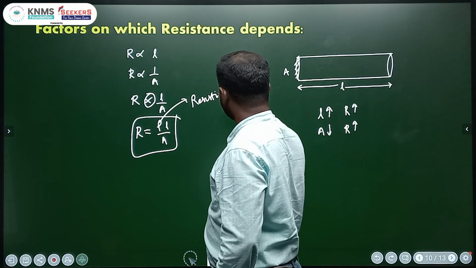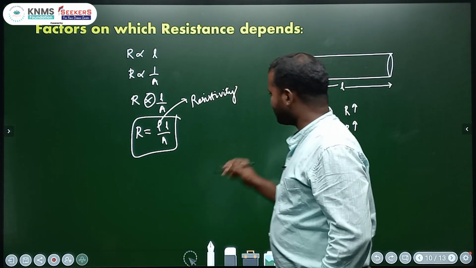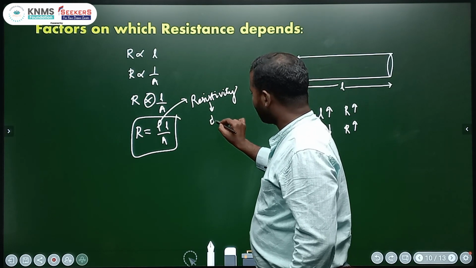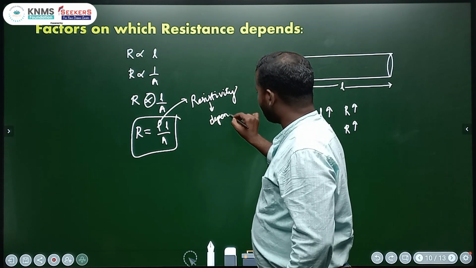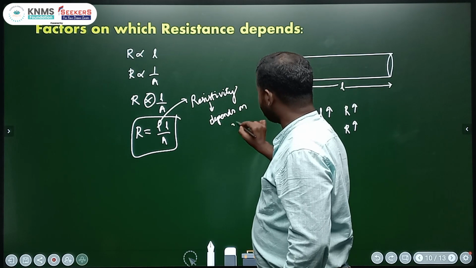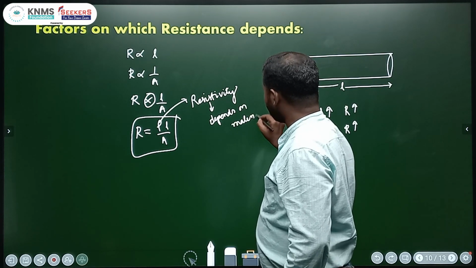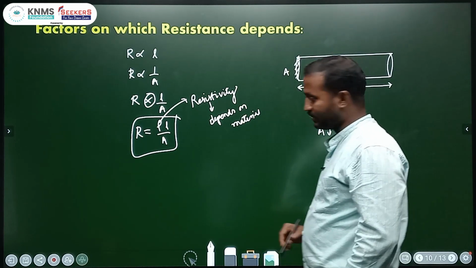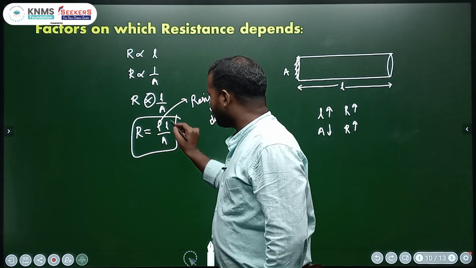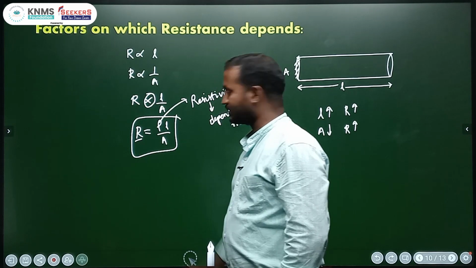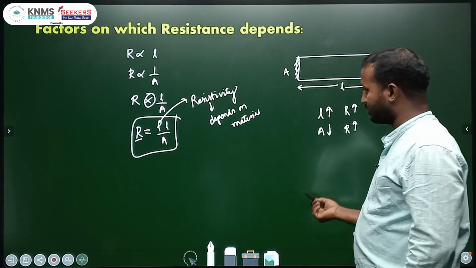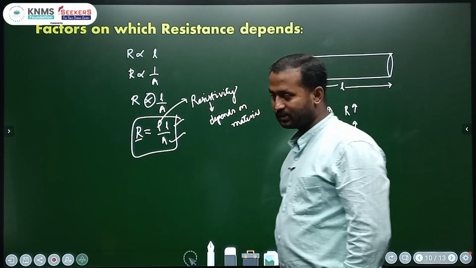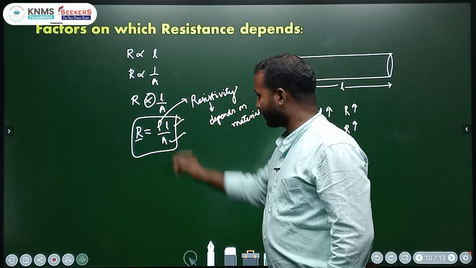Resistivity depends on the material. So for a given material, it is constant. We will discuss the details in the next slide on resistivity. Now you can see that the resistance R of a given conductor or resistor will keep changing depending upon its length, its area of cross section, and also rho.